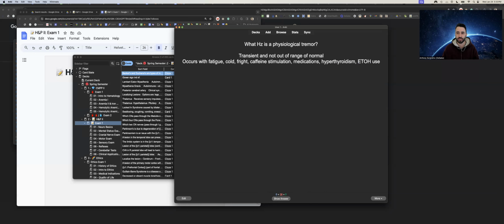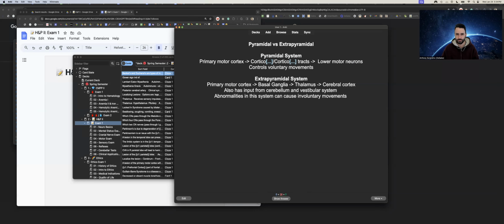What hertz is a physiological tremor, transient and not out of range of normal? Oh, we just looked at this. Essential tremor, alcohol, is 4 to 12. Oh, it's 8. Oh, it occurs with alcohol. Physiologically, you're able to play pool.